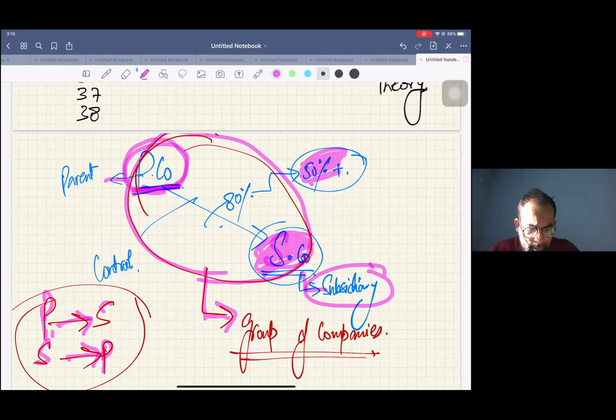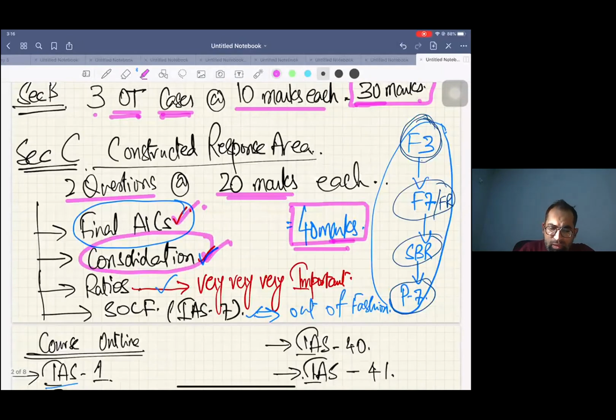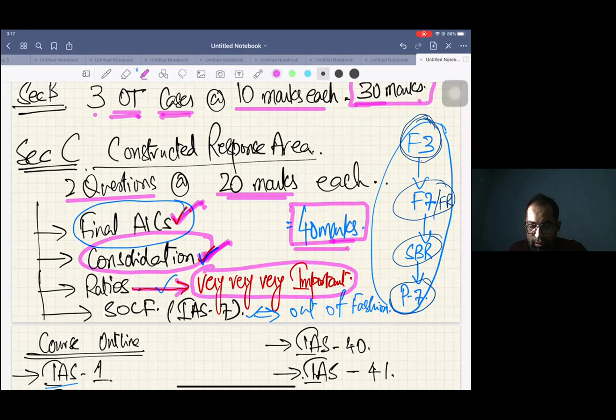Now, in section C, you may get final accounts 20 marks, or you may get consolidation of 20 marks. One more area, you may get ratio analysis, that is interpretation of financial statements. I have written here very important, I have written 3 times, very important. This ratio analysis is very important here.